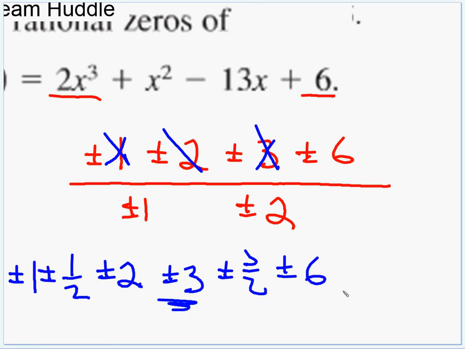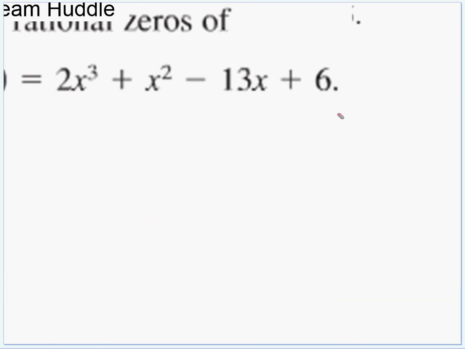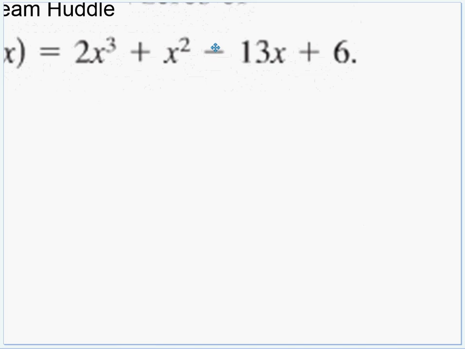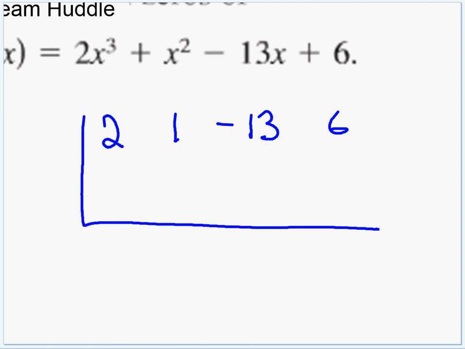So when we have positives or negatives, there's 2, 4, 6, 8, 10, 12 possibilities. That's quite a bit to start guessing and checking on synthetic division. Luckily, I am such a nice guy. I gave you a hint that you should try positive a half first. So our coefficients are 2, 1, negative 13, and 6. We will synthetically divide by 1/2.